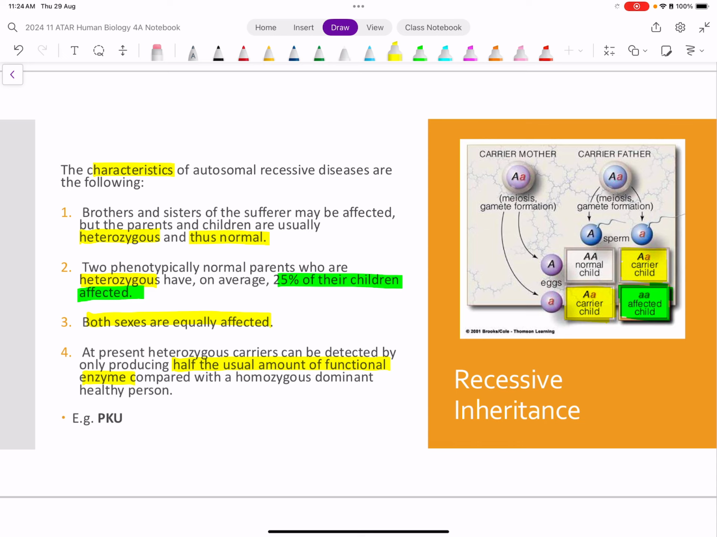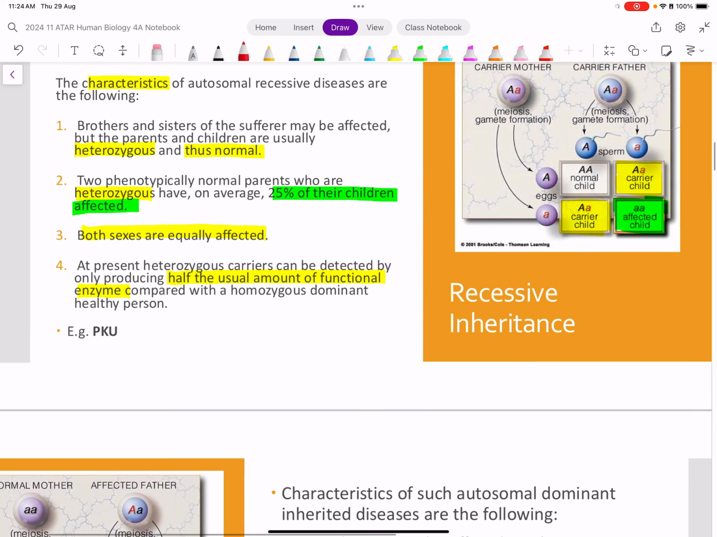An example of a homozygous recessive disease is PKU, or phenylketonuria. Okay, so PKU, a great example for you.